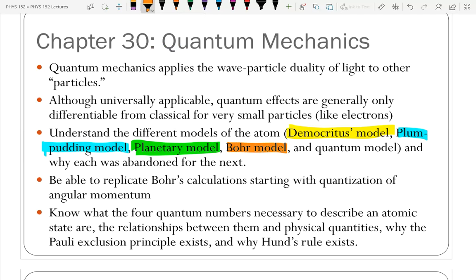The failure of the plum pudding model was that it couldn't explain discrete energy levels. It also couldn't explain how things could bounce off each other. The planetary model couldn't explain discrete energy levels, and it suggested that electrons should just fall in and you wouldn't have stable atoms.